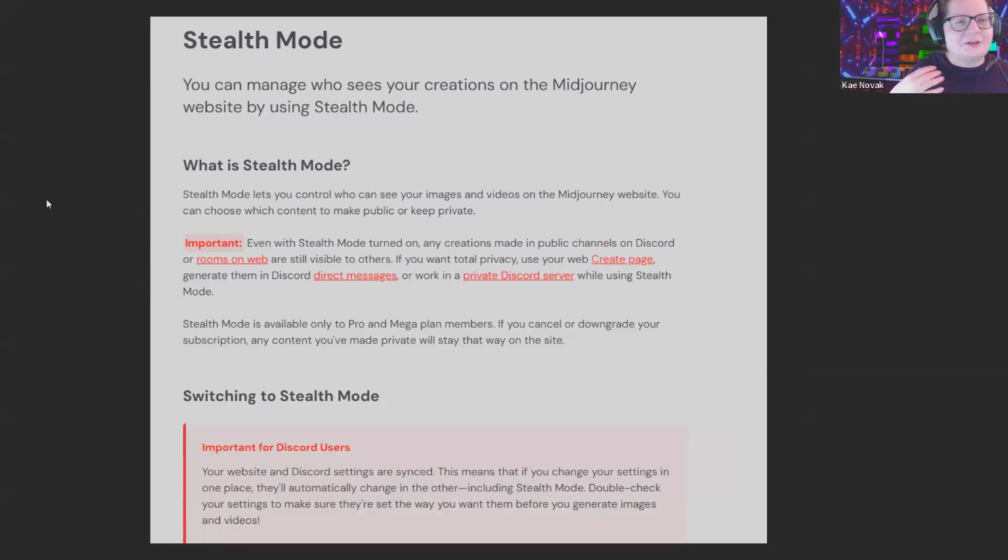Okay, stealth mode. Oh wait, there's stealth mode. Stealth mode is what you think it is. You get to keep your pictures to yourself. It doesn't show up on search engines. And then you're right, Brandon, Discord is the way that you contact them.